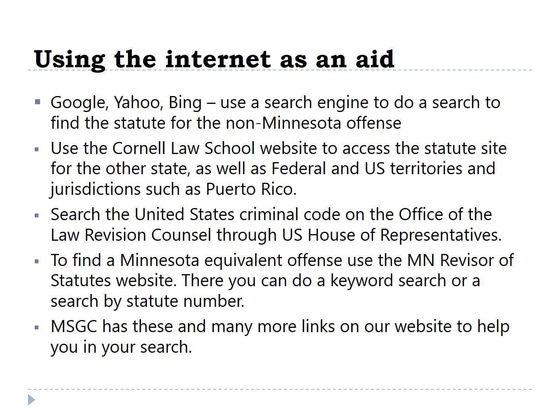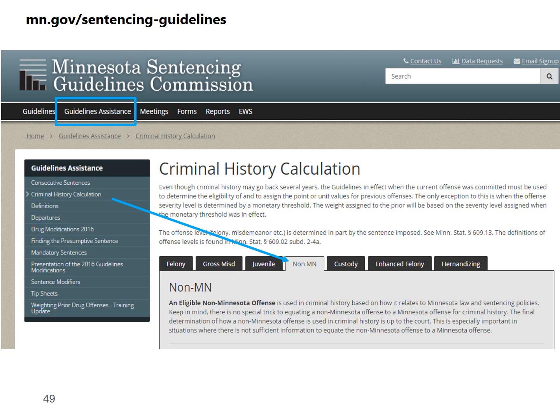The referenced websites, along with the non-Minnesota examples, can be found on the MSGC website under Guidelines Assistance. Select the Criminal History Calculation option and then the Non-Minnesota tab. The Minnesota Sentencing Guidelines website is mn.gov/sentencing-guidelines.